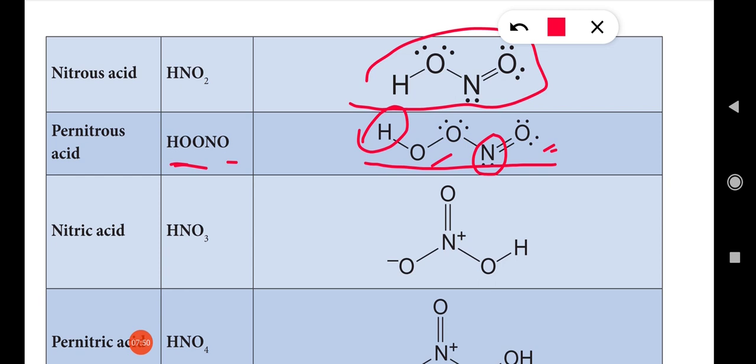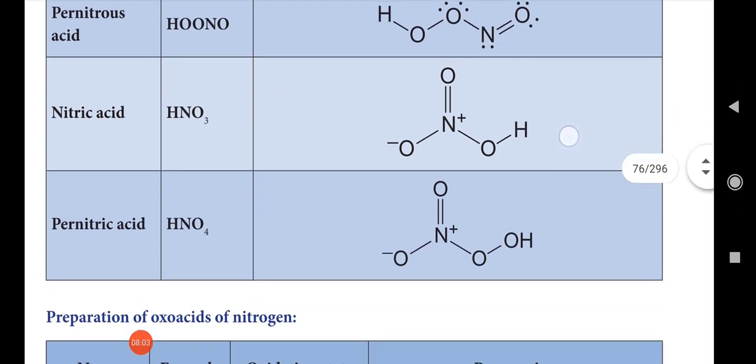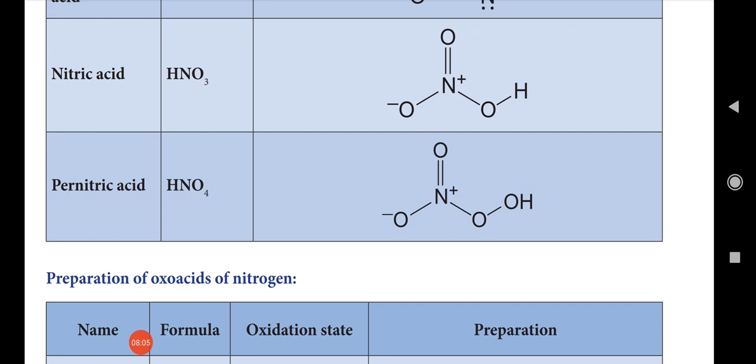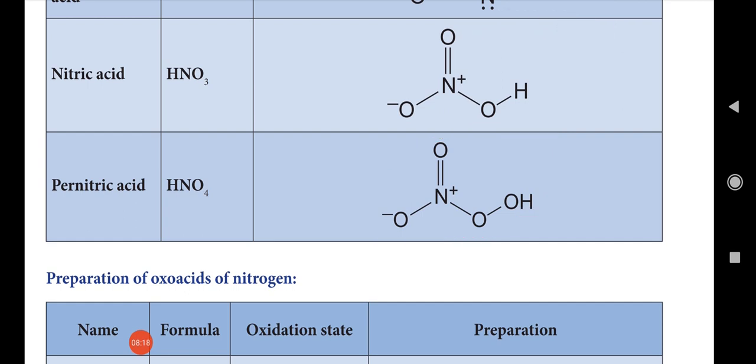And nitric acid. This is the common acid. So nitrogen is present here, and 3 oxygens, 1 hydrogen. And then structure of pernitric acid. So pernitric acid is HNO4. This is the structure for HNO4, pernitric acid. So these are all the structures of oxoacids of nitrogen.